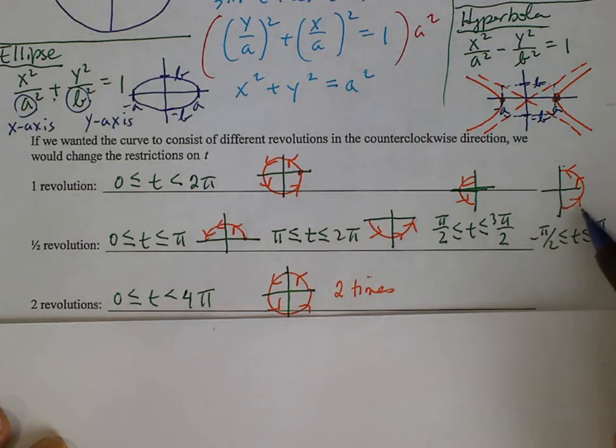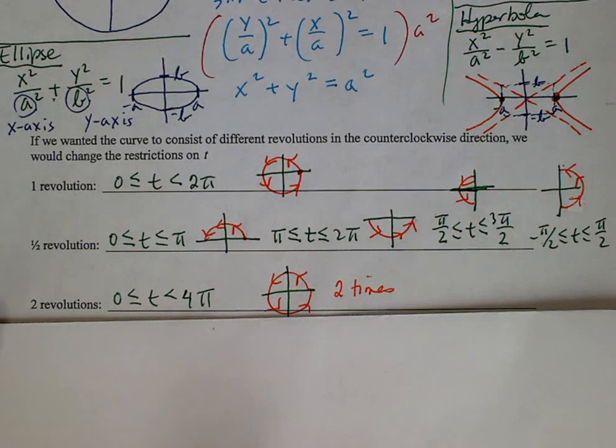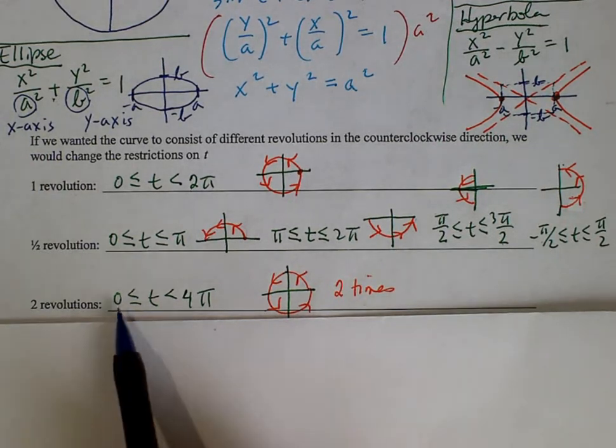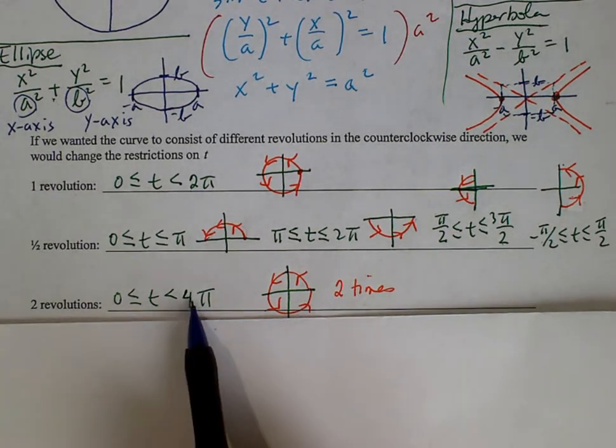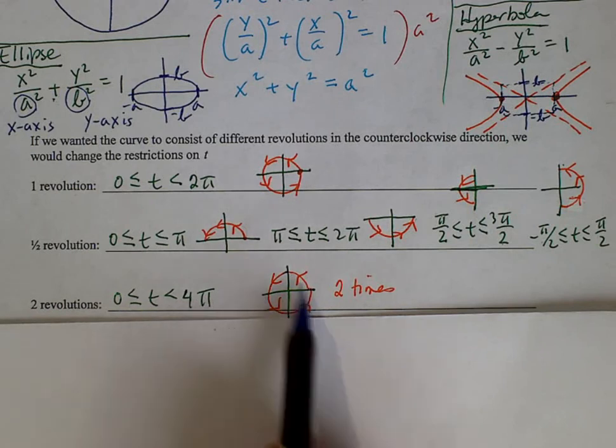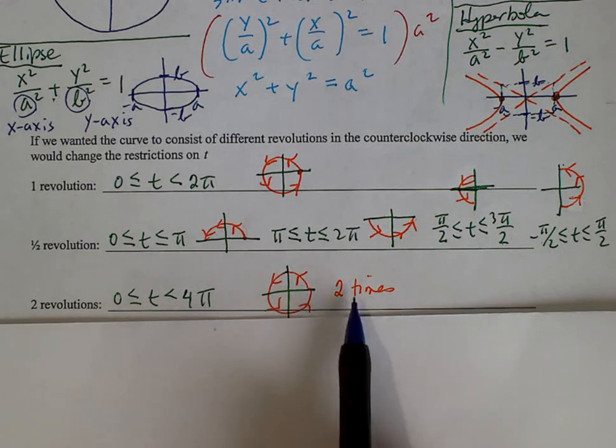or the right side. Now, for the right side, you can't go from 3 pi over 2 to pi over 2 because this number at the left has to be a smaller number. So instead of calling this one as a 3 pi over 2, you would call it a negative pi over 2, and then it would go out to pi over 2, then that would work. If you wanted to have 2 revolutions, then you would go from 0 to 4 pi. And so on the graph, it would be hard to tell that you went 2 times because it would just be overlapping. You would just have to state that it's gone around 2 times.